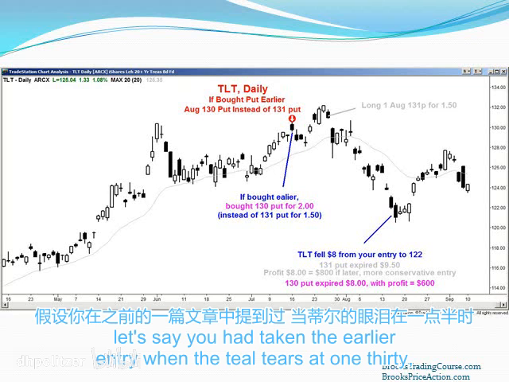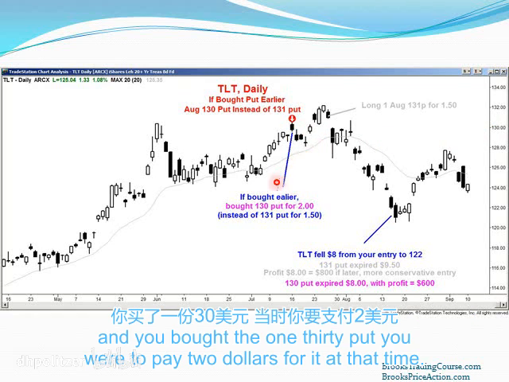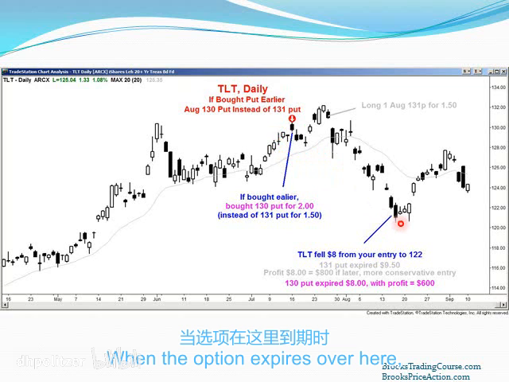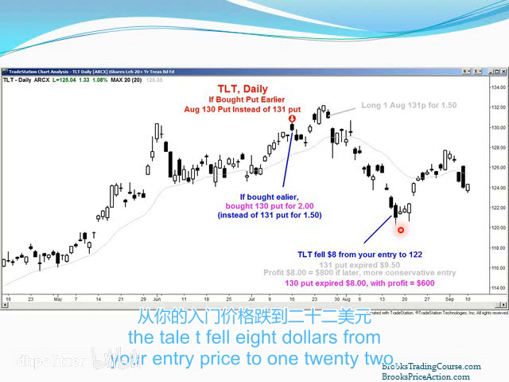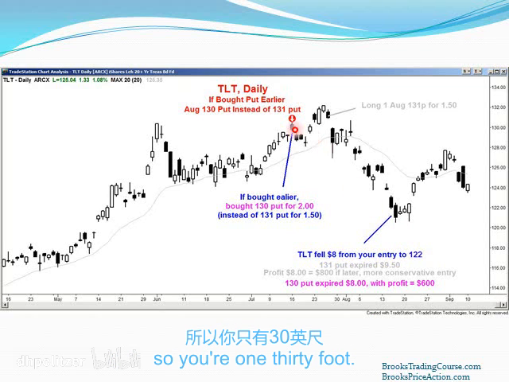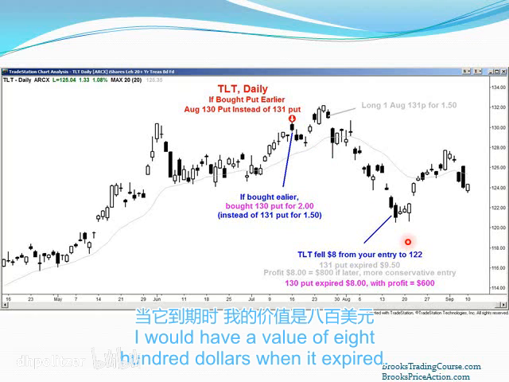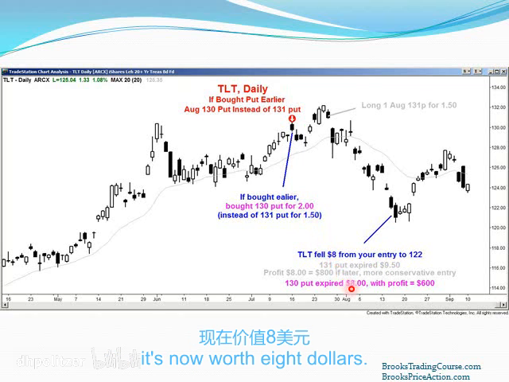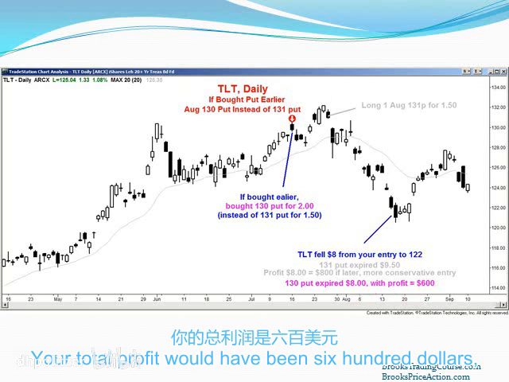Alternatively, let's say you had taken the earlier entry when the TLT was at 130 and you bought the 130 put. You would have paid $2 for it at that time. When the option expired over here, the TLT fell $8 from your entry price to 122, so your 130 put would have a value of $800 when it expired, and since you paid $2 for it, it's now worth $8. Your total profit would have been $600.